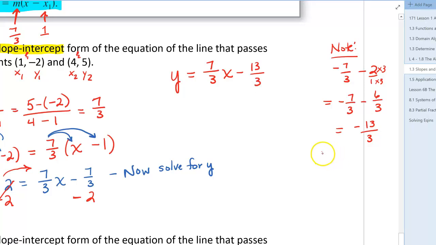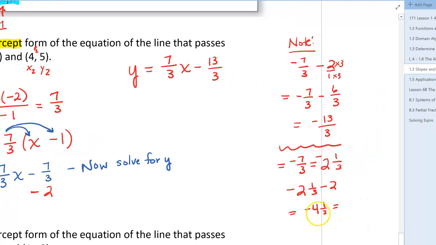The other way is to think about it as, well, 7/3 is equal to, if we change this to a mixed number, 3 will go into 7 twice with 1 left over. So I have negative 2 1/3 minus 2, which gives me negative 4 1/3. And then if I change this back to an improper fraction, 4 times 3 is 12, plus 1 gives me 13, so negative 13/3. You can also use your calculator to do this, and I can show you that once we get back into class.